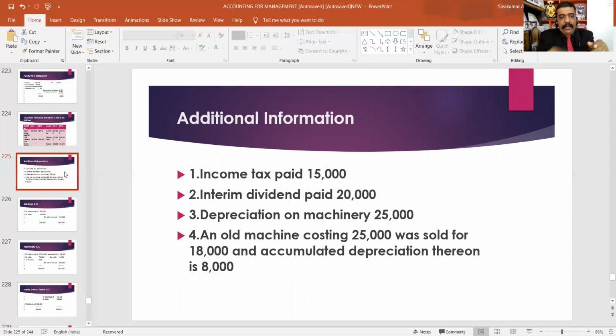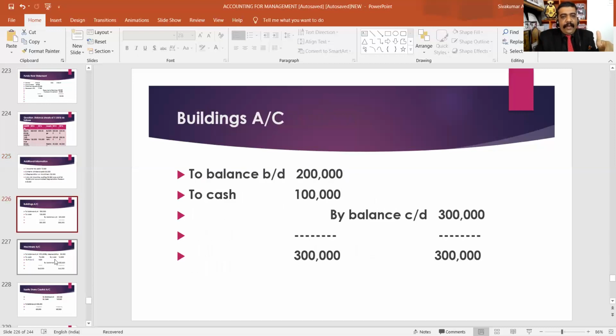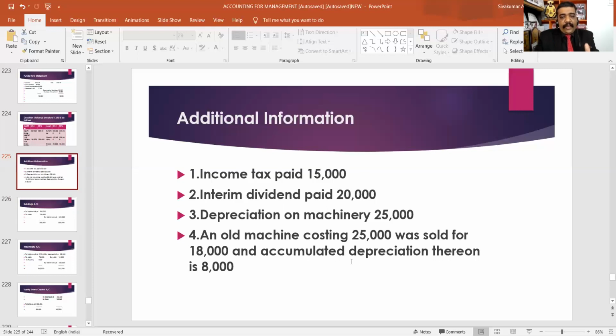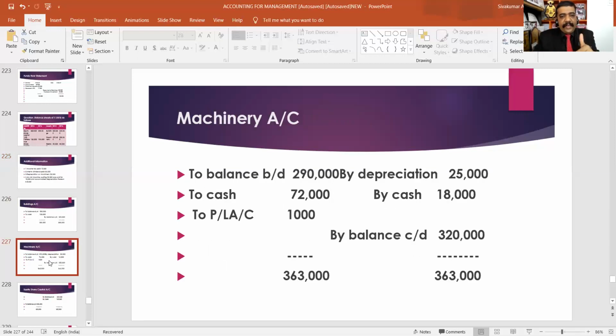Likewise, please look at the additional information number 4. An old machine costing 25,000 was sold for 18,000. That means by cash 18,000. Then the accumulated depreciation on it is 8,000. That means now the value of the machine is 25,000 minus 8,000, that is 17,000. But the machine has been sold for 18,000. That means there's a profit of rupees 1,000, to be shown as to profit and loss account 1,000.